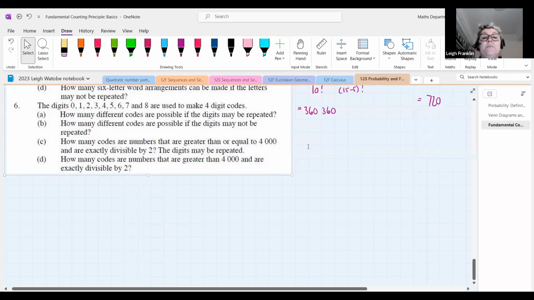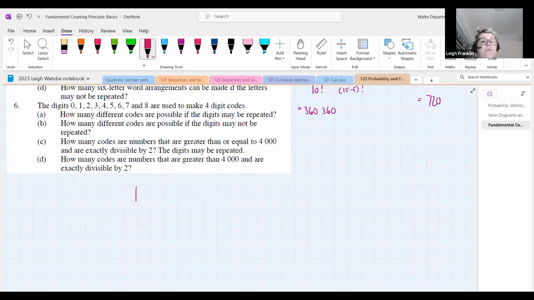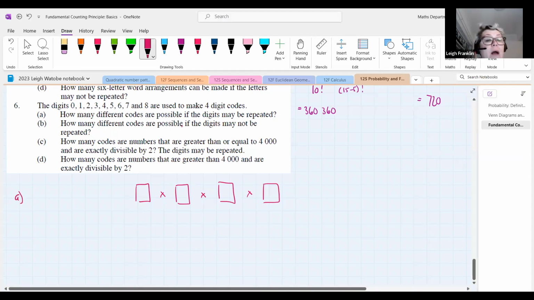In this particular question, we are making a 4-digit code. So there are 4 blocks to be filled, and we are using digits 0, 1, 2, 3, 4, 5, 6, 7, and 8. How many digits is that? If we're allowed to use the digits from 0 to 8, inclusive, how many digits? Good, it's 9 digits. And we're making a 4-digit code. So in part A, how many different codes are possible if the digits can be repeated?